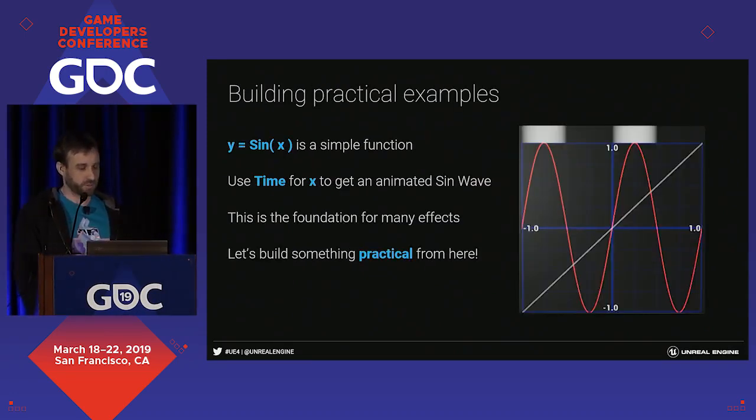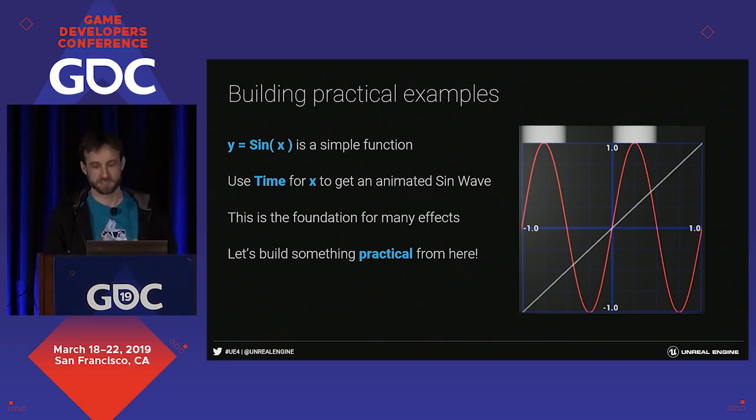So here's a slightly more practical example, but still really simplistic. We have y equals the sine of x, and that gives us a sine wave, which I'm sure pretty much anyone who's done any effects is pretty familiar with. And usually we'll use something like time for x to get an animated sine wave. And this is actually the foundation for so many countless effects.